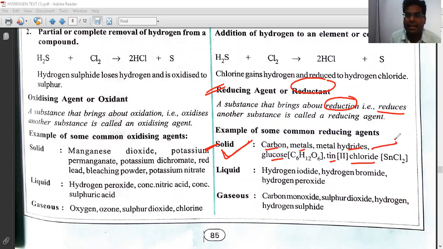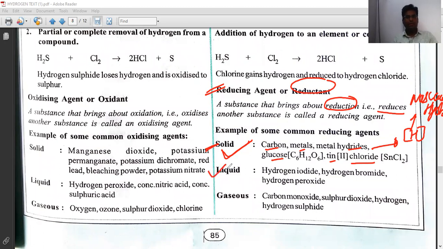It produces nascent hydrogen. So we put nascent hydrogen like this, right? One atom of hydrogen, and the square form represents the nascent hydrogen. So it is called nascent hydrogen. Nascent hydrogen means it is a very reactive atom of hydrogen. It will react fast, right?